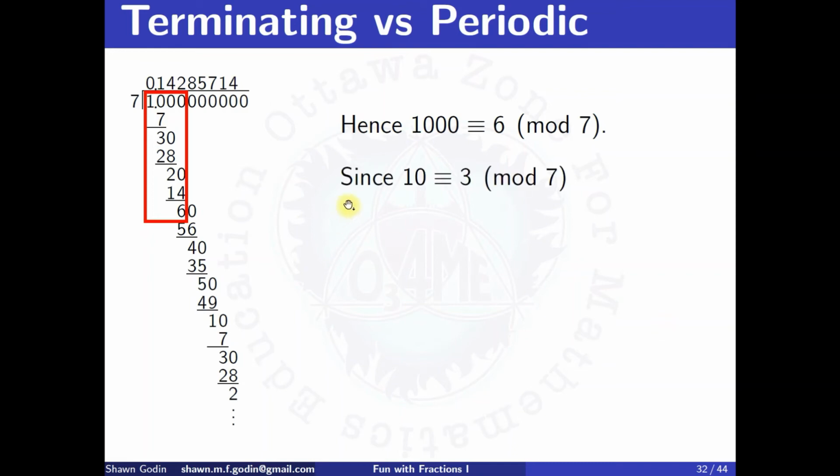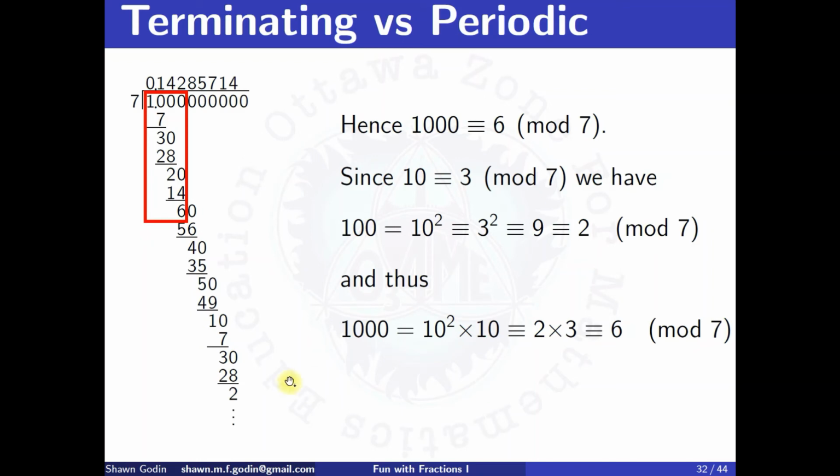Well, I know that 10 is congruent to 3 mod 7, which means that 100, which is 10 squared, is going to be 10 times 10, which is equivalent to 3 times 3, which is 9, which is equivalent to 2 mod 7. So 1,000, which is 10 cubed, is going to be 10 squared times 10, which is equivalent to 2 times 3, or 6 mod 7. So we could get at this value much quicker by using modular arithmetic.